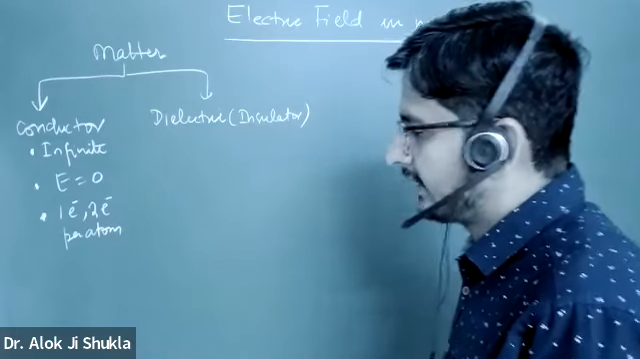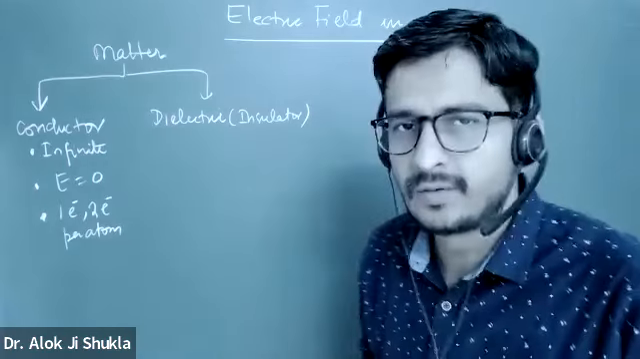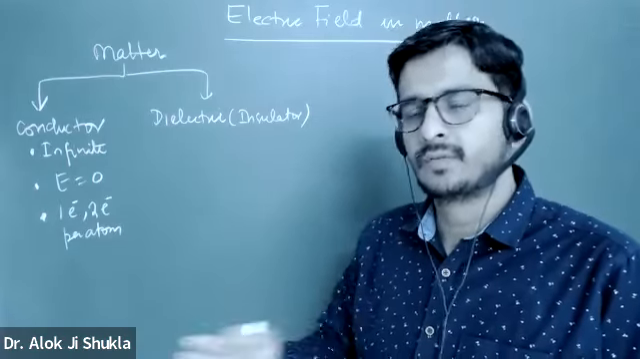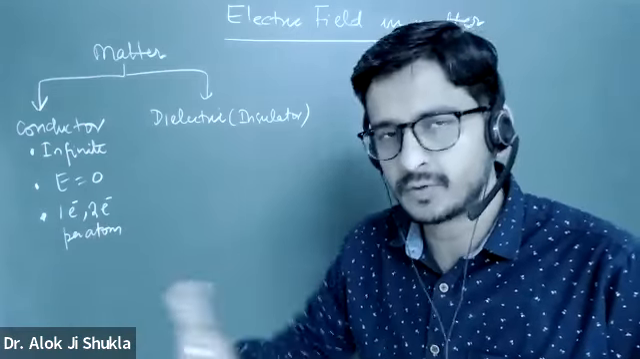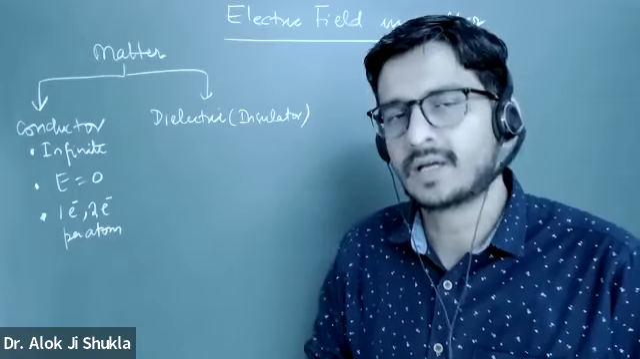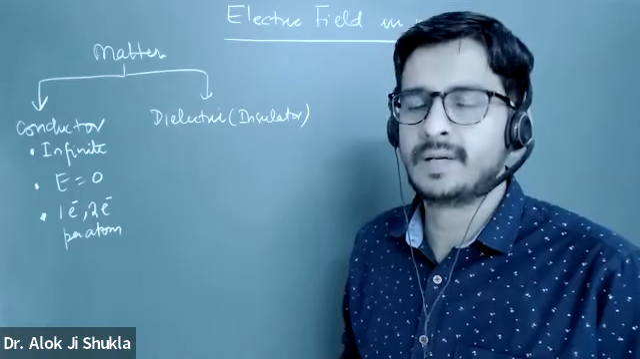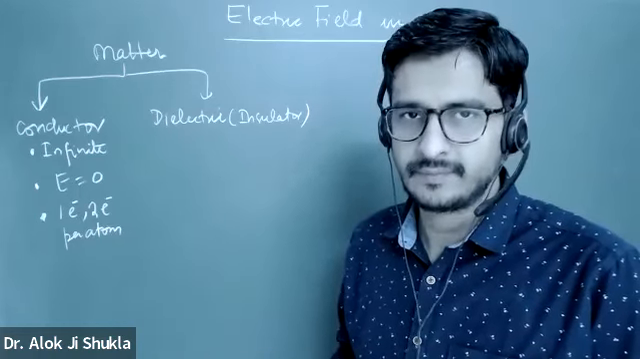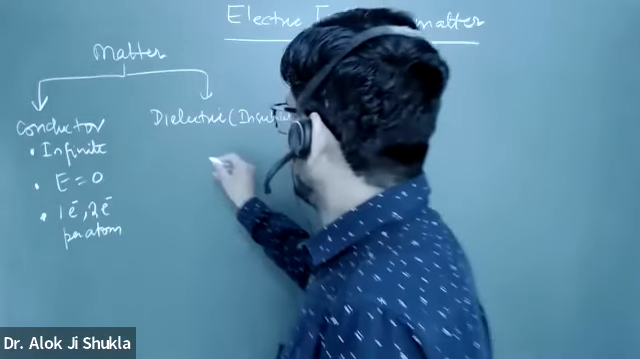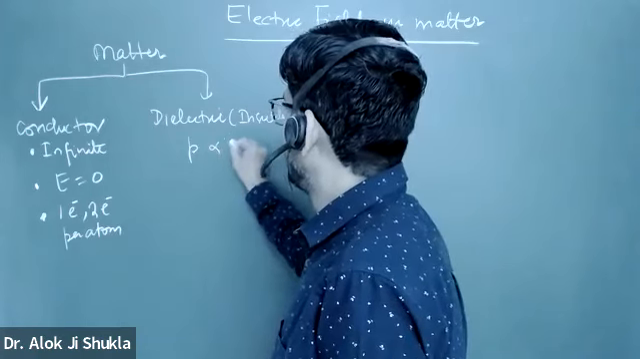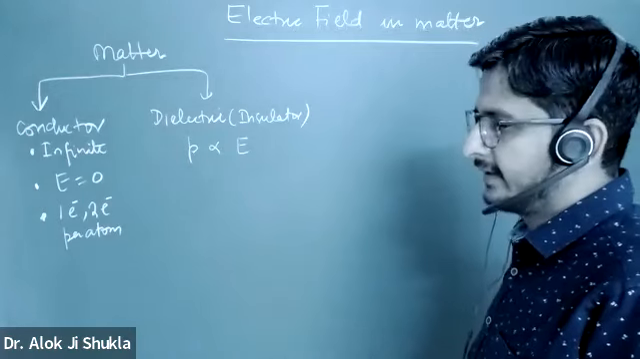But in the case of dielectric, situation is different. When you put a dielectric into an electric field, so what will happen? There will be a charge separation. Positive charge will be pushed towards the field and negative charge will go opposite to the field. And hence a dipole moment will be developed inside the matter. Okay. So in that case, you will develop a dipole moment which will be at linear stage, proportional to the electric field.